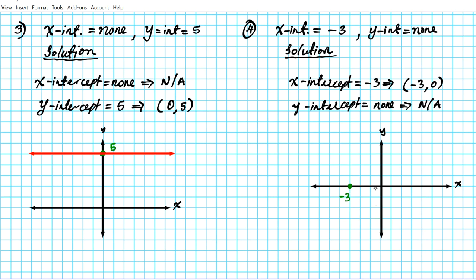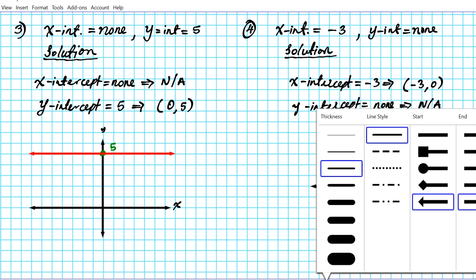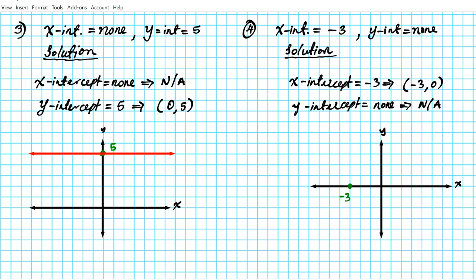Well, it must be a line that is parallel to the y-axis. Since the y-axis is vertical, that means the desired graph that we want is also a vertical line. Okay, so we have the vertical line going through -3 right there. And ladies and gentlemen, that's the graph for question number 4.